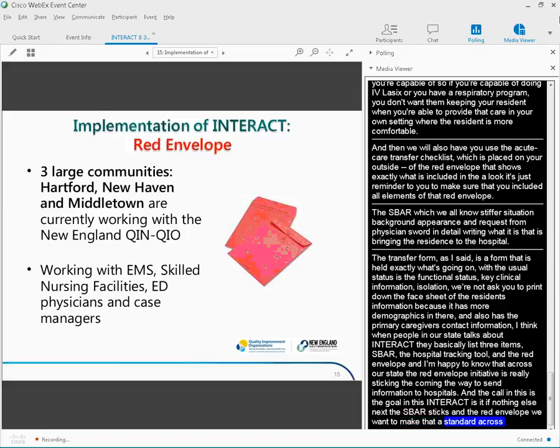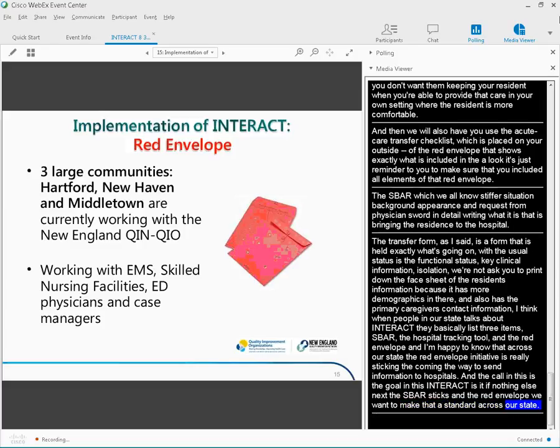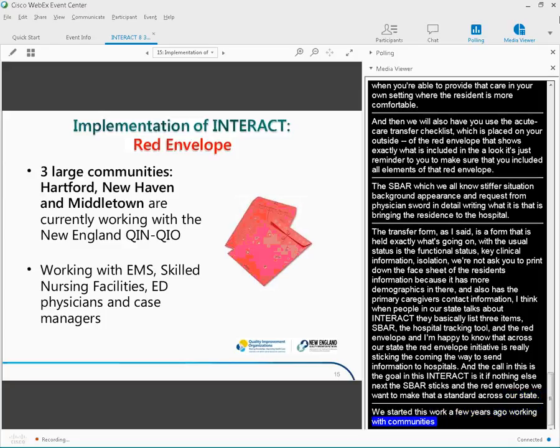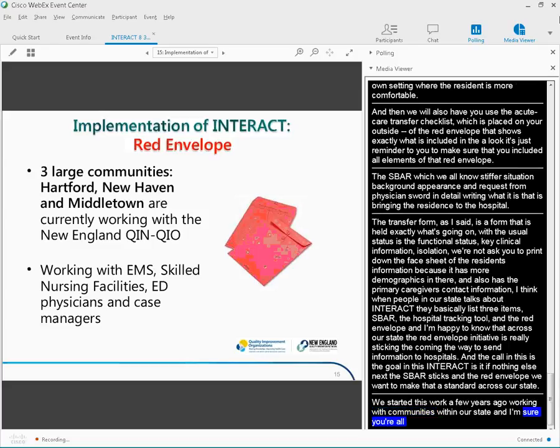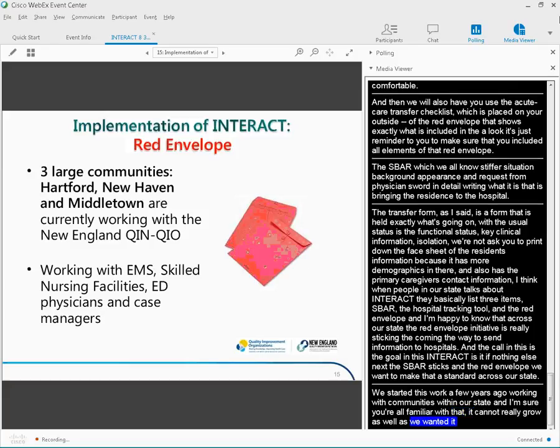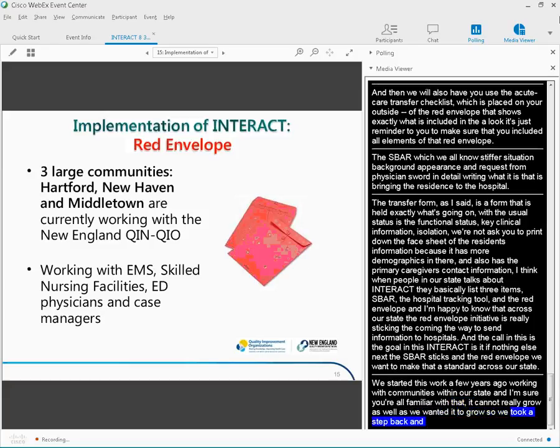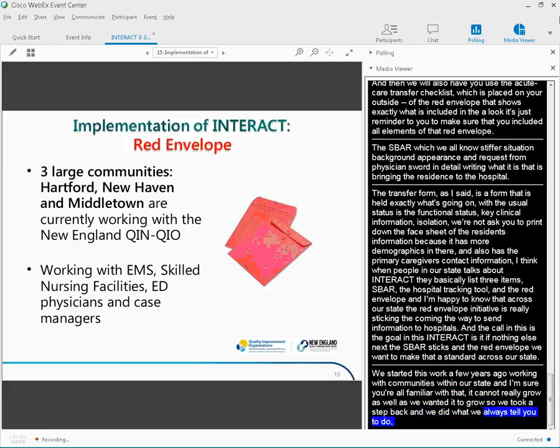So we started this work a few years ago working with communities of care within our state, and I'm sure you are all familiar with that. It didn't really grow as well as we wanted it to grow, so we took a step back. We did what we always tell you guys to do. We did our PDSA cycle. We looked at root cause analysis. Why is this not working?